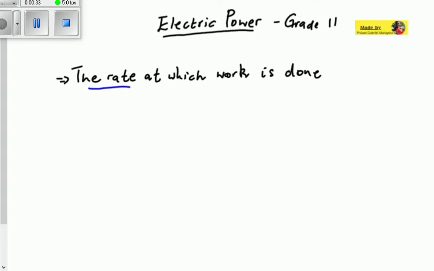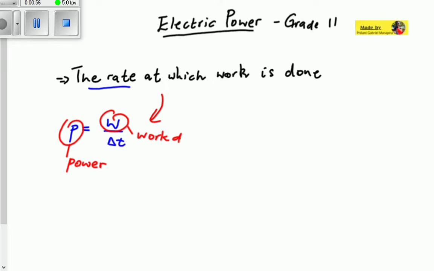Okay, so let's focus here on the equations of power. Here power is equal to W over delta T. This is the original equation, which comes from this definition that states that it is the rate at which work is done. Okay, let us look at these symbols. P represents the power, the electric power, and W represents the work done, while delta T represents the time.